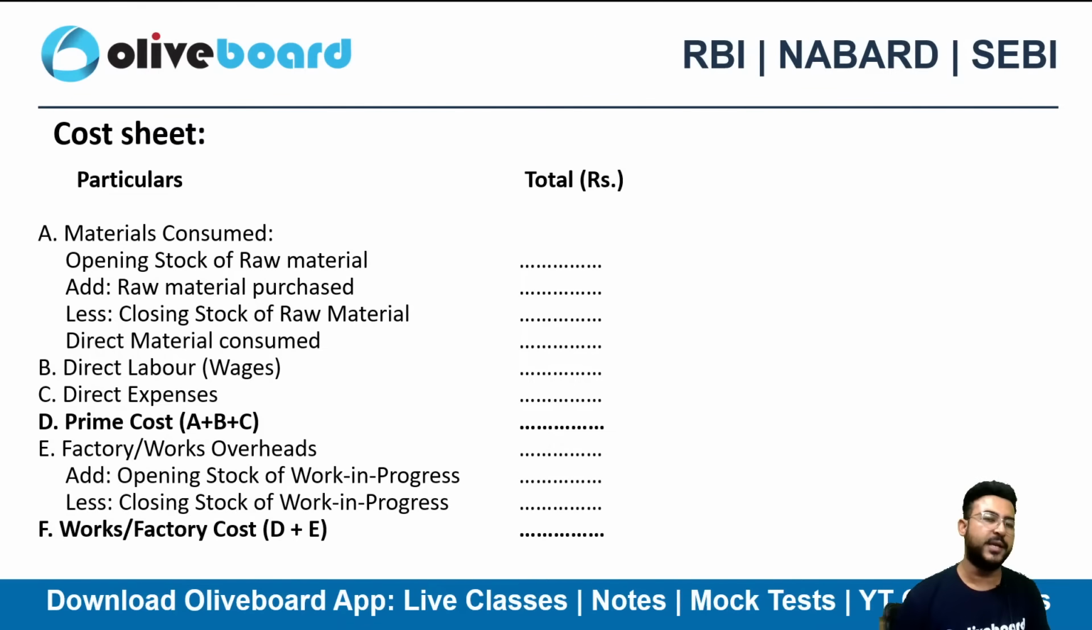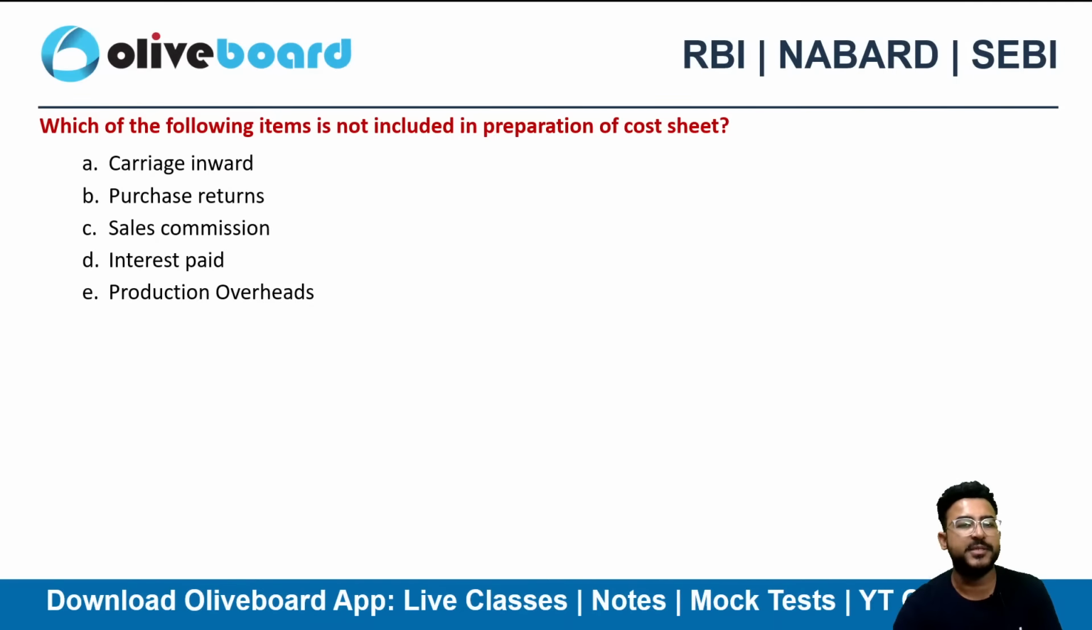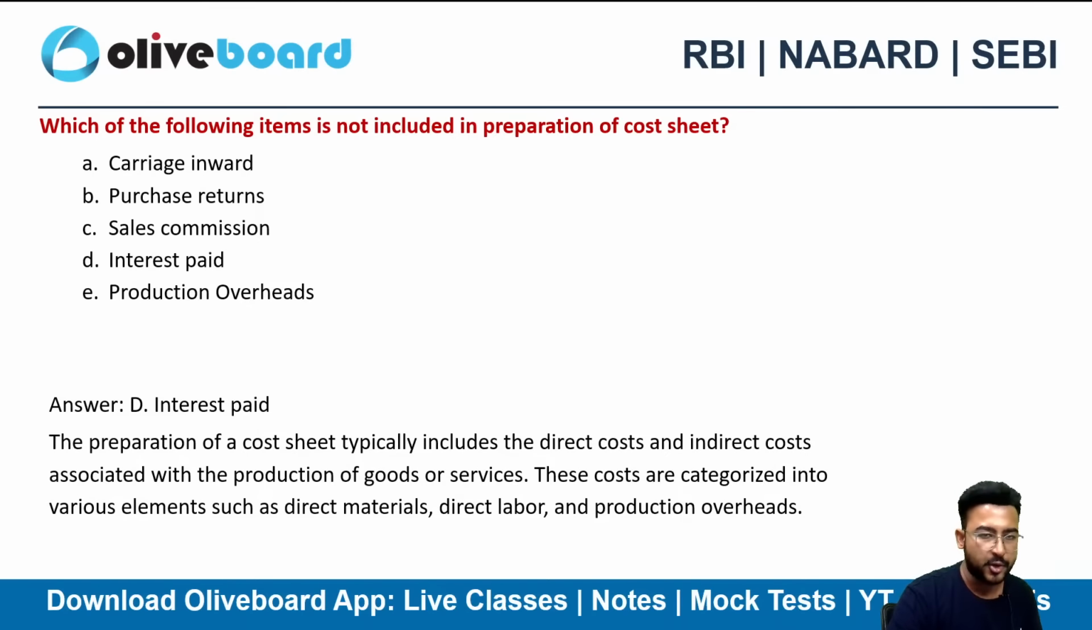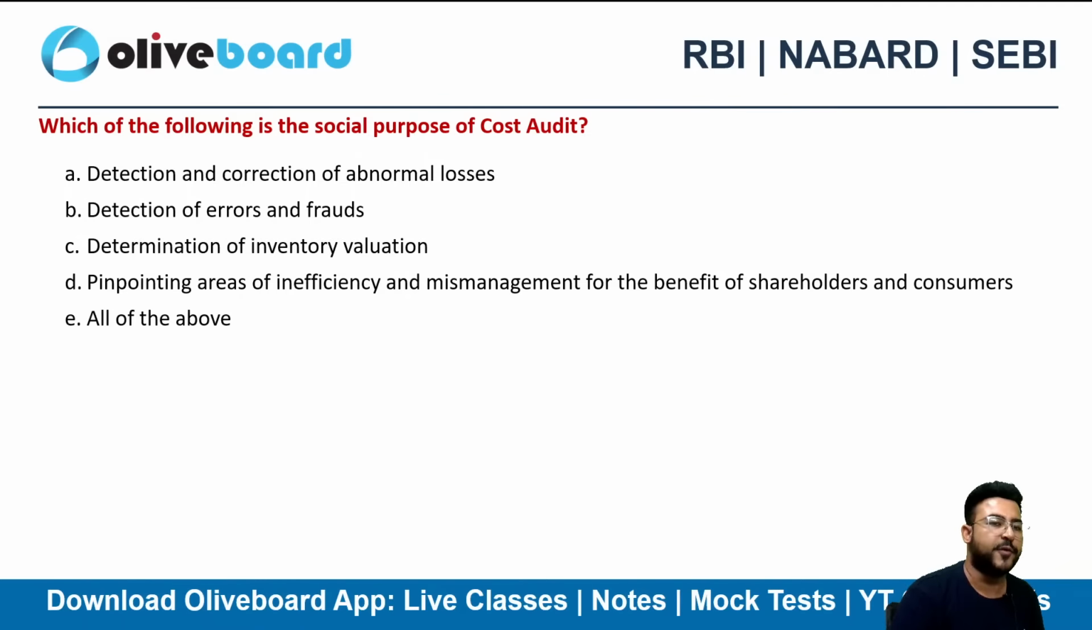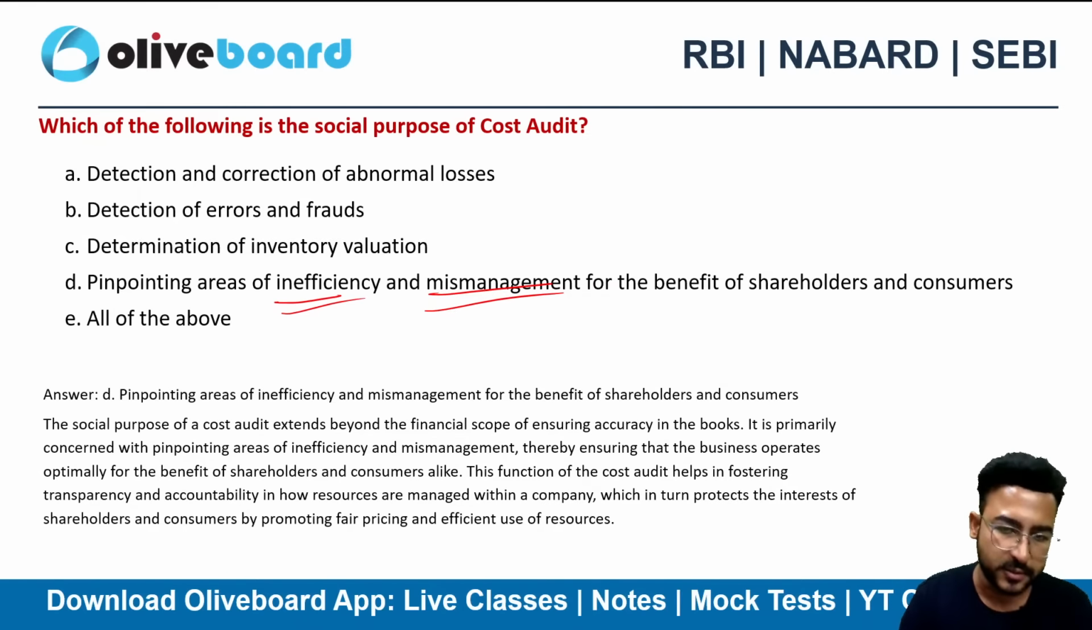Very good. Now this question was from the cost sheet. Very, very important. A very high probability area in every examination. Which of the following items is not included in preparation of cost sheet? Interest paid, right? That's a financial accounting component and not a cost accounting component. Which of the following is the social purpose of cost audit? Pinpointing the areas of inefficiencies and mismanagement is the social purpose of the cost audit; the rest are the main purposes.